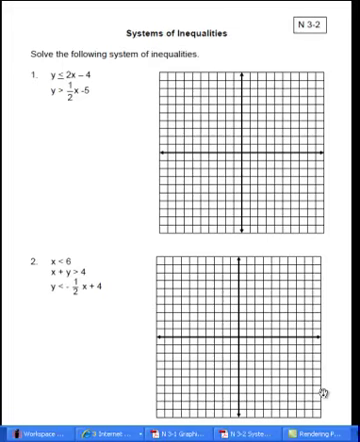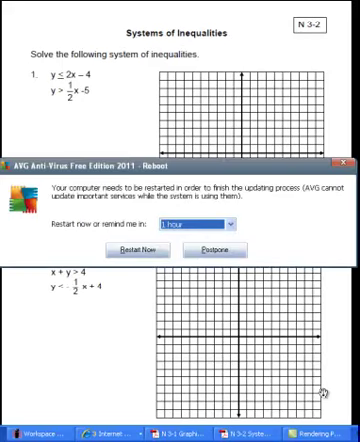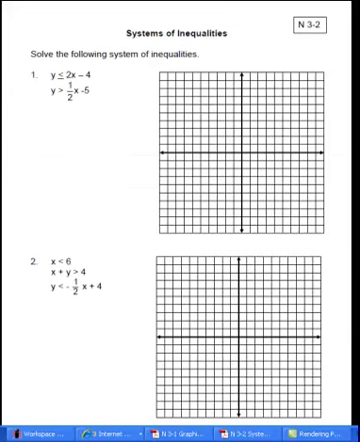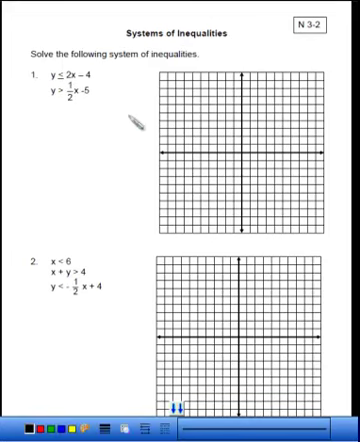Alright, we're in System 3-2, which is systems of inequalities, not just one inequality. Now we have more than one. And so let's get busy on those. With this first one, you're going to solve this system so that we have each of these shaded the way we want them to be shaded.